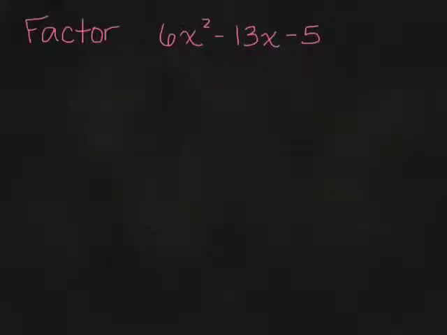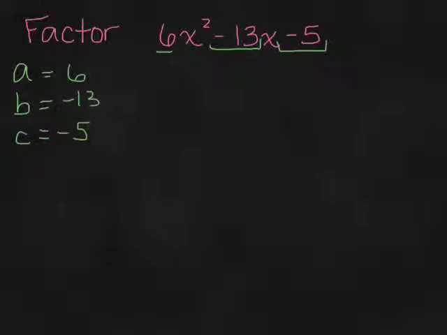The next polynomial that we're going to factor is 6x squared minus 13x minus 5. So again, first thing to do is identify a, b, and c. A is the coefficient of x squared, which is 6. B is the coefficient of x, including the sign, which is negative 13. And c is the constant term without a variable, including the sign, so negative 5.